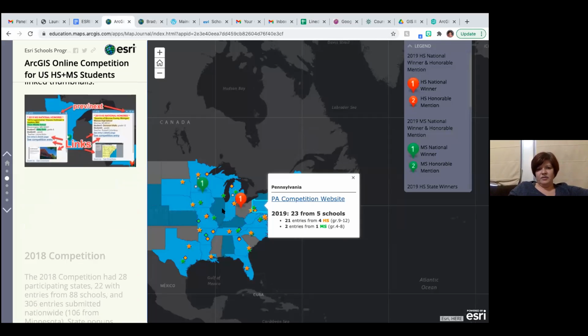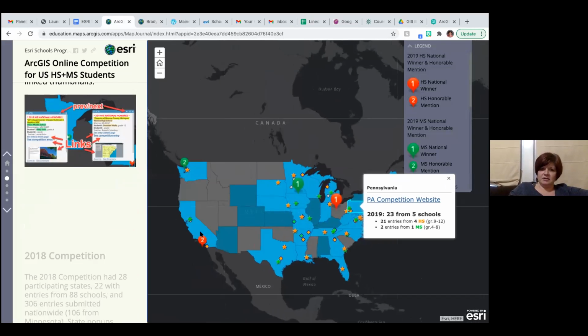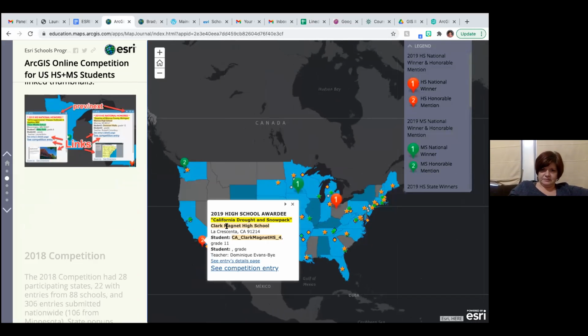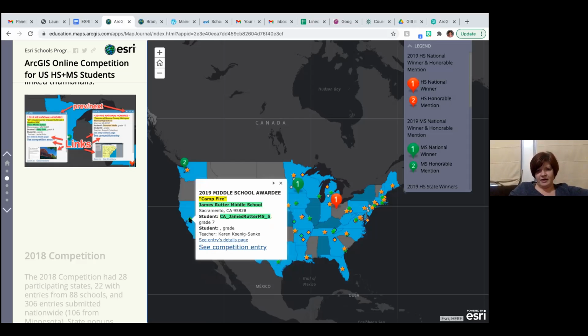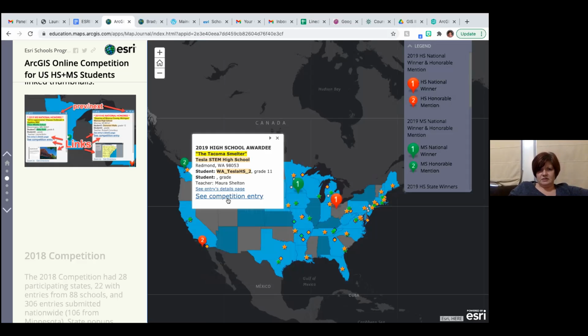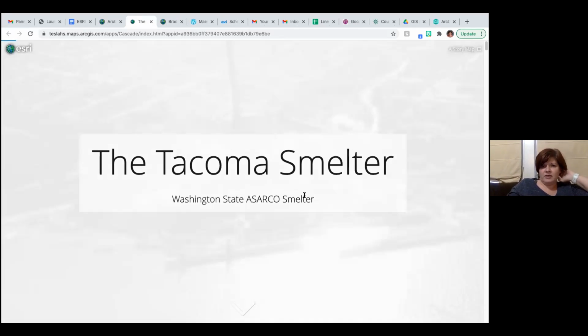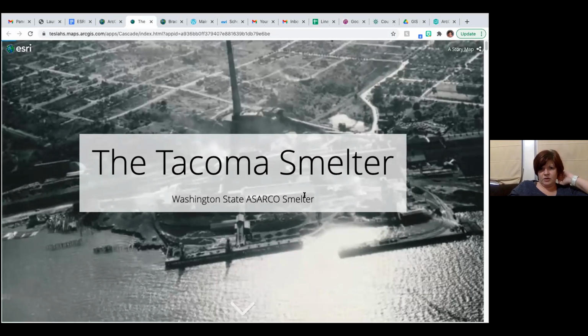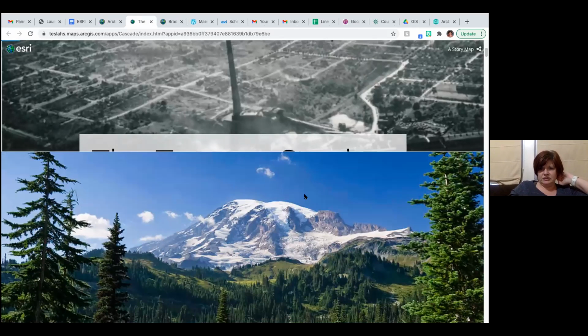And all of the projects are on this site. Looks like California drought and snowpack. This one was about campfire. This one was the Tacoma smelter. And I believe this was a historic one. There was one a few years ago that was phenomenal about, I think it was quarries. So this looks at Washington State smelter.